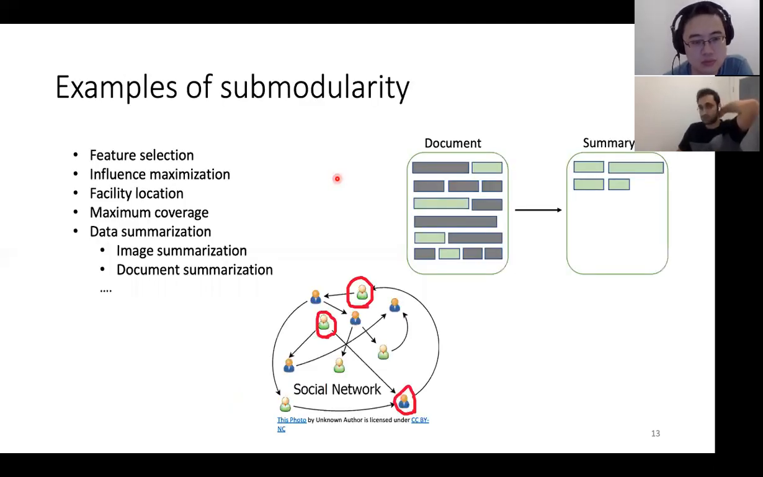So as I said, the submodular functions are very popular, and there are so many problems which can be expressed in the framework of submodular functions. For instance, feature selection or influence maximization. Influence maximization, let's say you have a social network with some users, and each user has some effect on the other users, and then you want to select a set of users such that you maximize the influence in your entire network, right? Another example is maximum coverage, where we have a bipartite graph, and we want to select some vertices from one part, such that the neighborhood is maximized in the other part, okay? And other examples include data summarization, image summarization, document summarization, and so on.